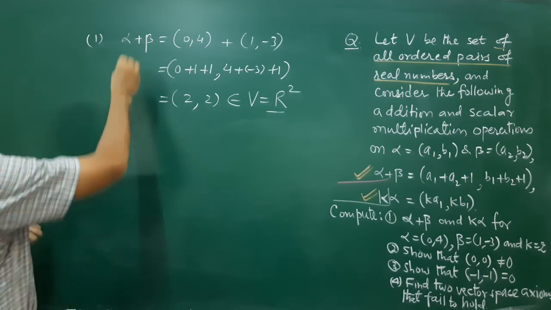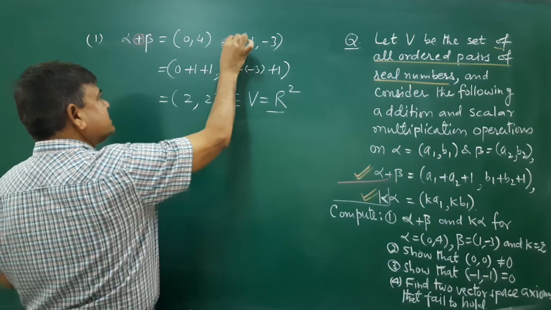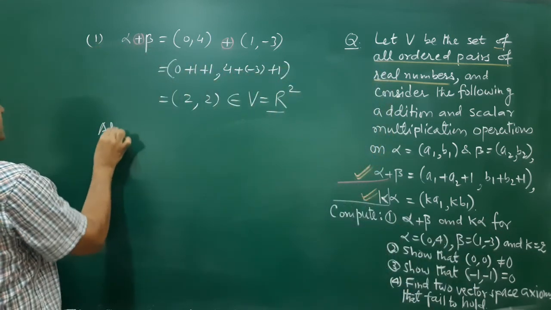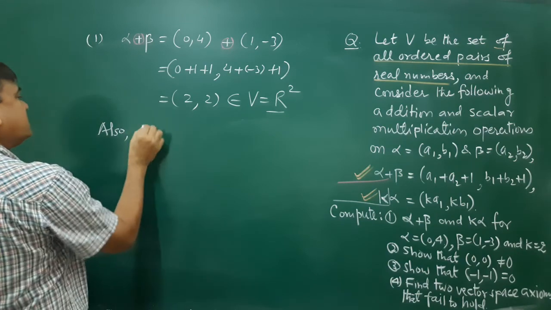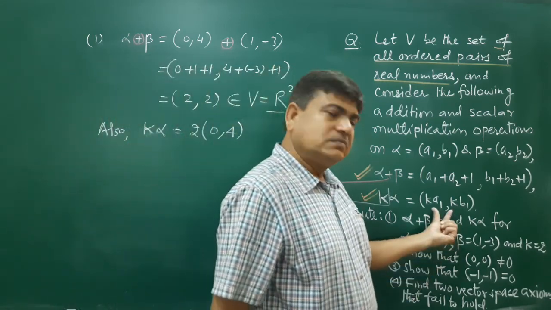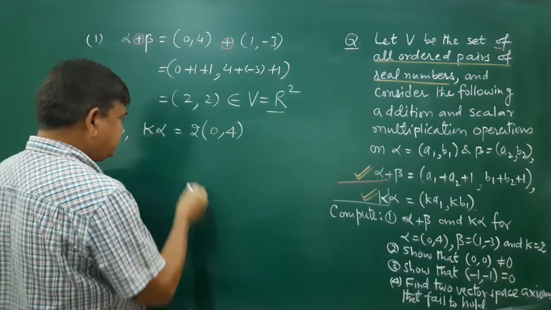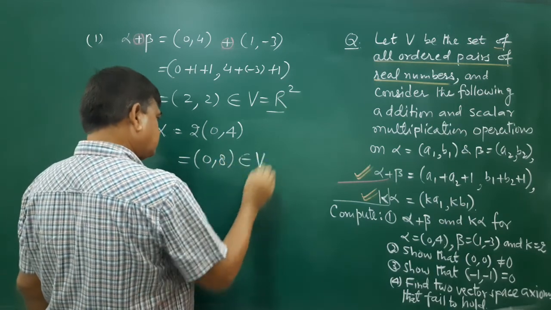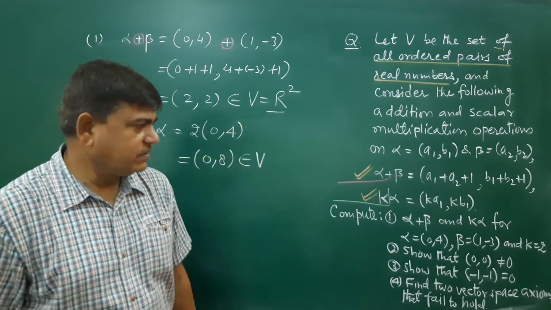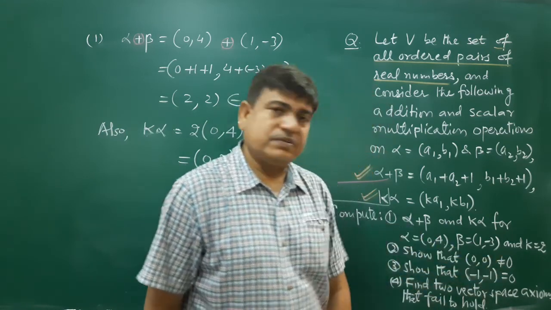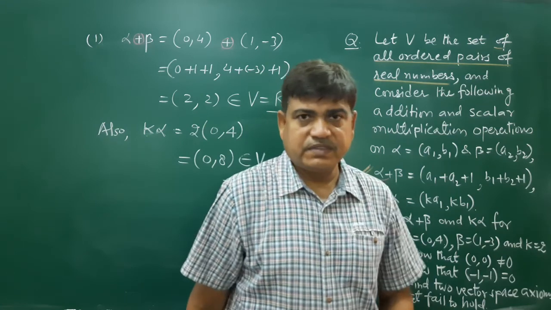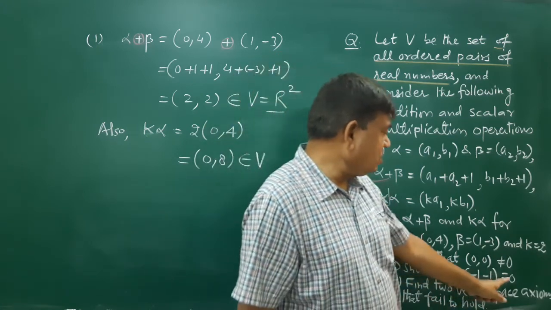But remember, this is the ordinary one. Similarly, k alpha, k is given as 2 also. K alpha, that means 2 alpha means (0,4). And this is the regular scalar multiplication, component wise. So this is (0,8). And (0,0) is not equal to 0. And the third one is (-1,-1) is 0. It is better to find the third one first. But again, I am telling you, this is not 0.